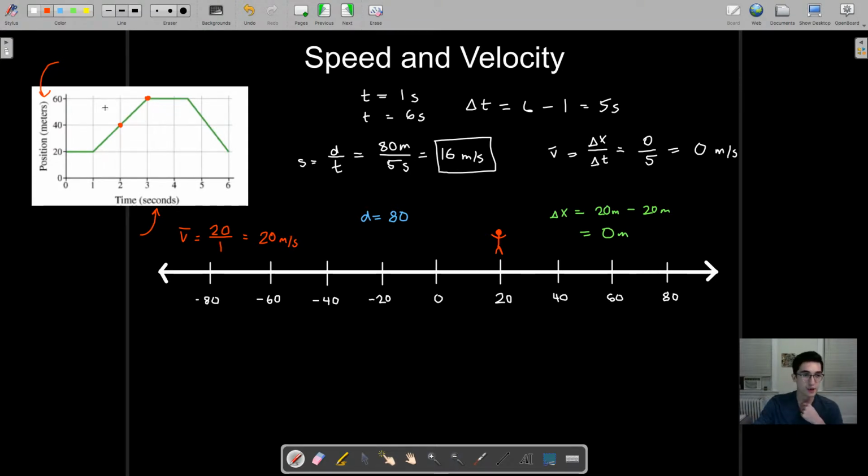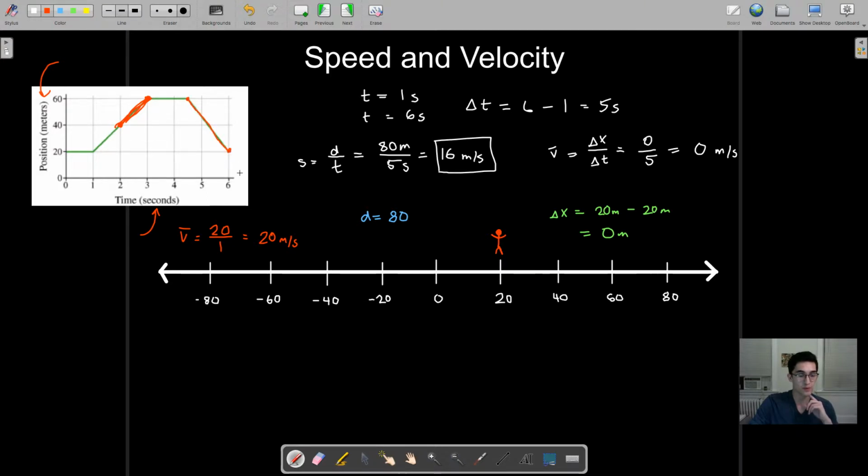And what is the slope of this graph? Oh, would you look at that? It's 20. The slope during this interval is 20, okay? And so the slope of our position versus time graph is actually going to be our velocity, all right? Our velocity over this interval is also going to be the slope of this line.